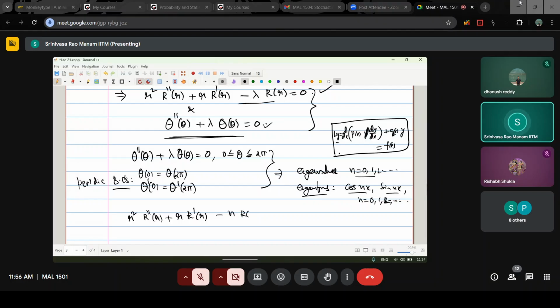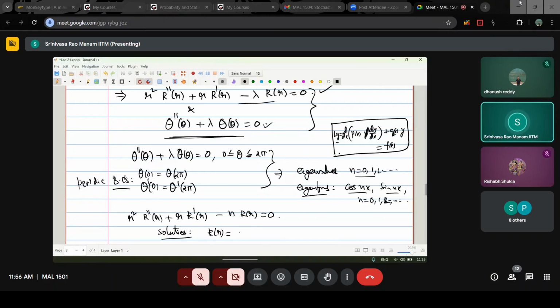So r of r. This is actually your Euler-Cauchy equation. What are the solutions here? Linearly independent solutions. What is your r of r? This is a second order equation, Cauchy, so go and work it out.